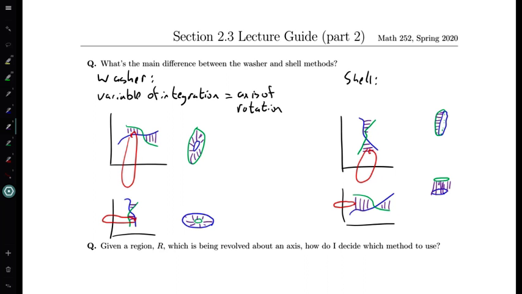So here we can see that in this first case, I'm integrating with respect to y because I'm looking at these horizontal segments as y changes. And I'm revolving about the x-axis. In the second case, I am integrating with respect to x because I'm changing these vertical segments with x, but I'm revolving about the y-axis. So in the shell method, we're looking at where the variable of integration is not equal to the axis of rotation.